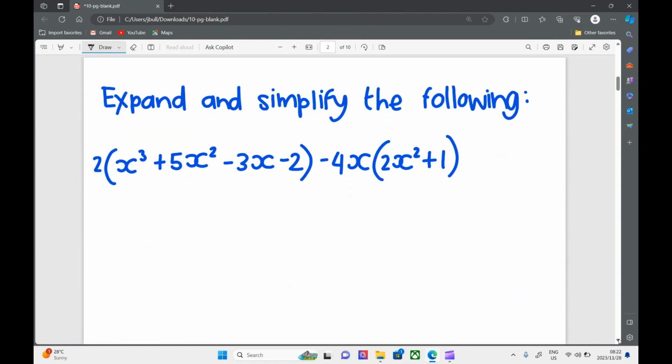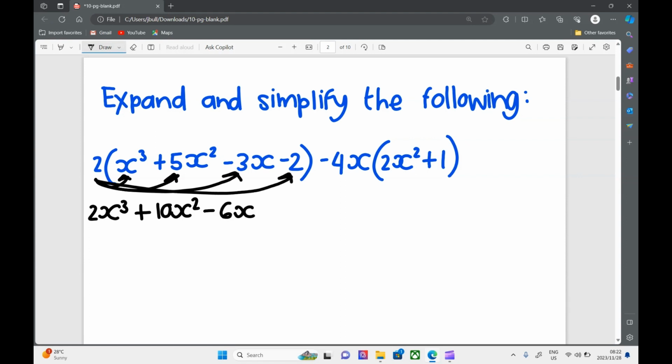Okay, expand and simplify the following. First of all we're going to do the expanding. So expanding means multiply everything, so we get rid of these brackets. So we are going to go 2 times x cubed is 2x cubed. 2 times 5x squared, so 2 times 5 is 10x squared. 2 times negative 3 is negative 6x. And then 2 times negative 2 is negative 4.